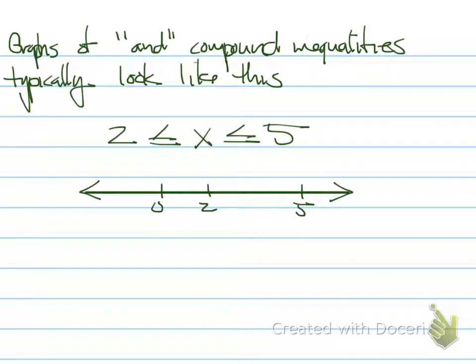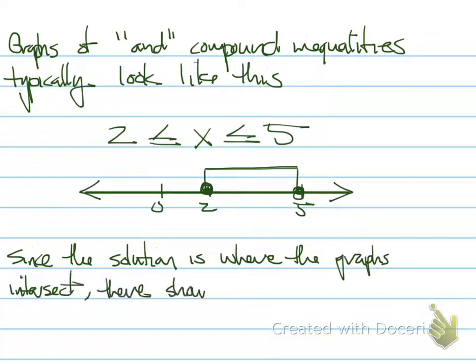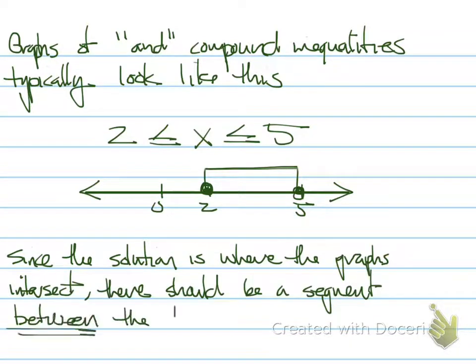So if we graph the first part of that inequality, which is x is greater than or equal to 2, that graph looks like that. And then when we graph the other inequality, x is less than or equal to 5, the graph looks like that. And again, the "and" compound inequality refers to the intersection of the two graphs. So this is the area where those two graphs intersect. So that is our solution. And to describe that interval, we say that x is between 2 and 5, including the 2 and the 5.